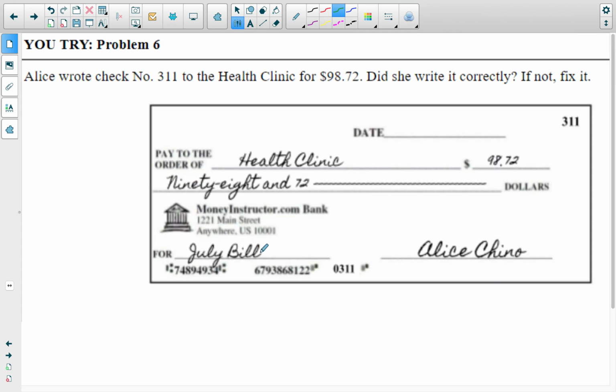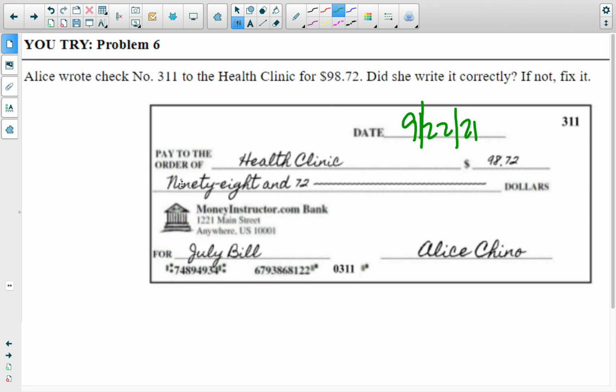Final example, Alice wrote check number 311 to the health clinic for $98.72. Did she write it correctly? If not, fix it. Alice is missing a date. Make sure you write the date because we have to know when this payment is good for. It's paid to the order of health clinic, that looks fine. 98.72 in numbers, that looks fine.